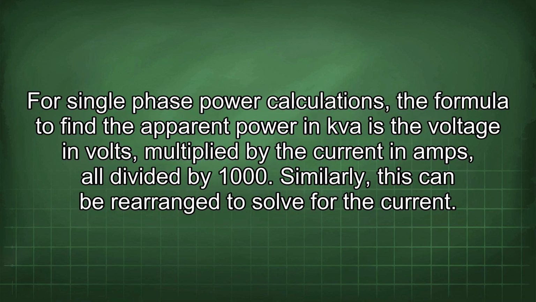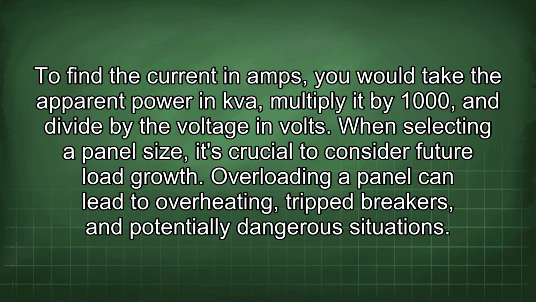For single-phase power calculations, the formula to find the apparent power in kVA is the voltage in volts multiplied by the current in amps, all divided by 1000. Similarly, this can be rearranged to solve for the current. To find the current in amps, you would take the apparent power in kVA, multiply it by 1000, and divide by the voltage in volts.